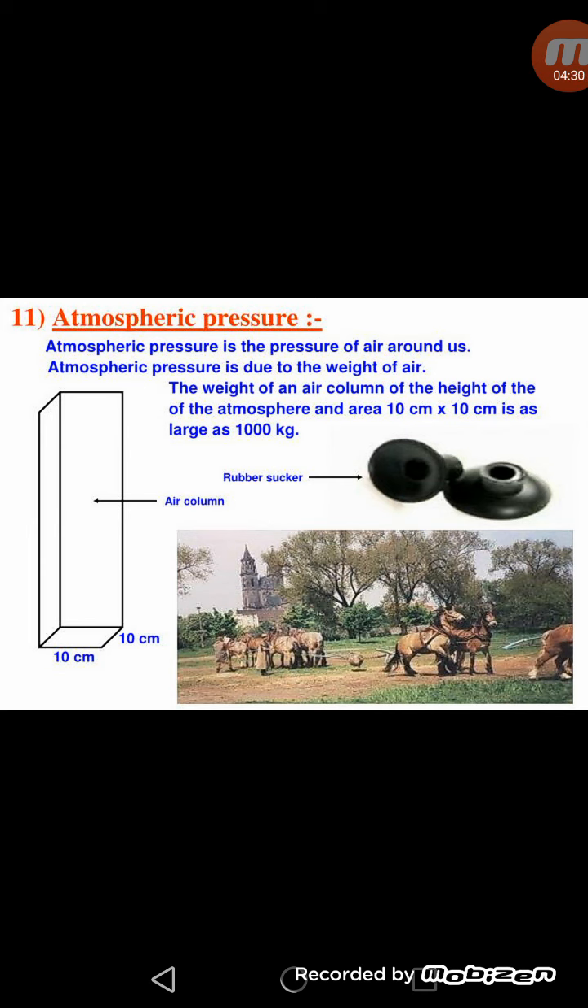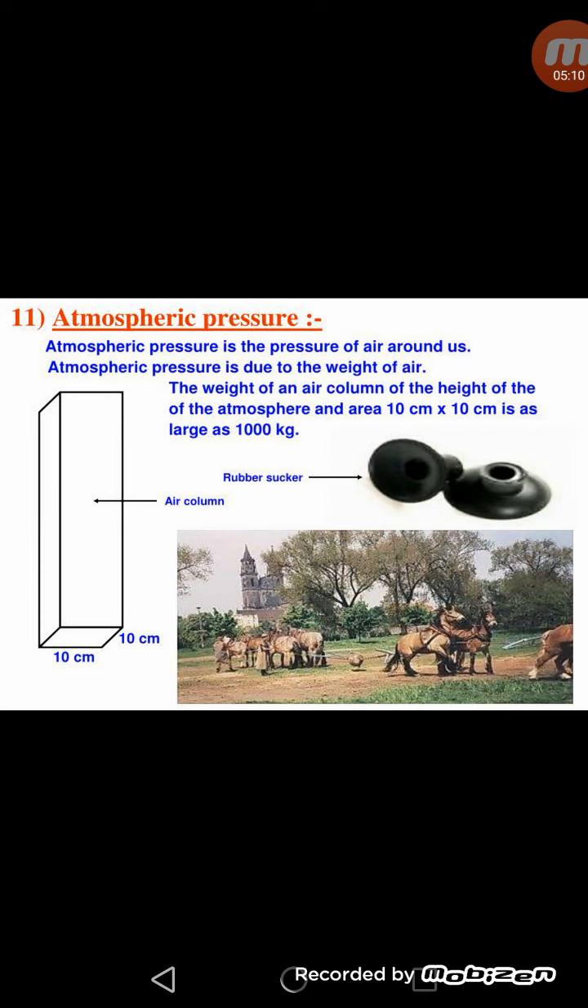How is it possible? Why are we not feeling any atmospheric pressure on our head? Because the pressure inside our bodies gets balanced by the external pressure, and so we don't feel any atmospheric pressure on us. Here is given the weight of an air column of the height of the atmosphere, and area 10 centimeter into 10 centimeter is as large as 1000 kilogram. So it shows that air pressure is very high, but we are not able to feel it due to the pressure which is exerted by our body. Both the pressures are equal and opposite to each other, so we don't feel any atmospheric pressure.